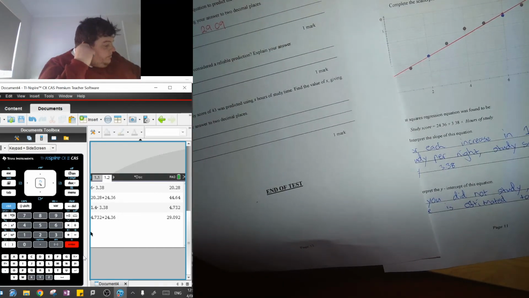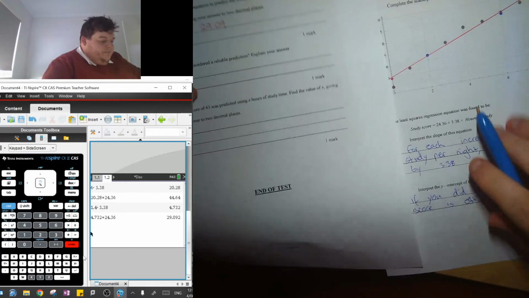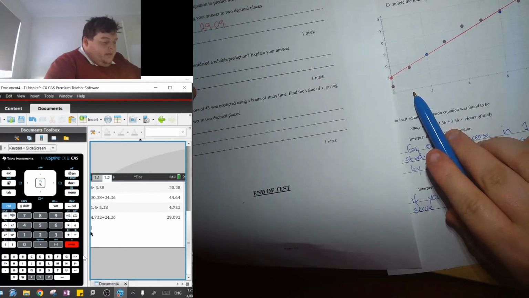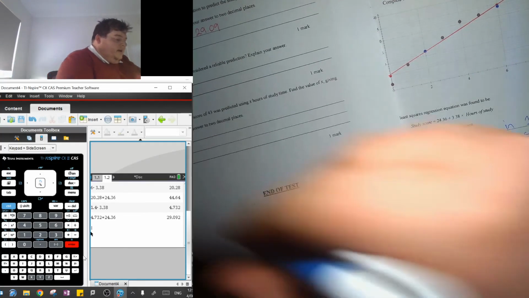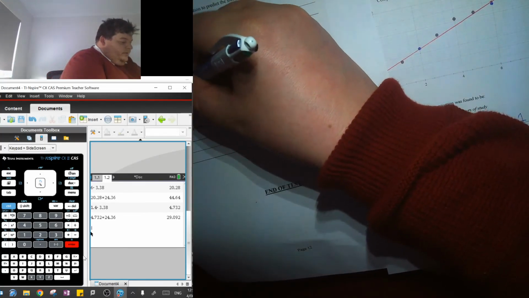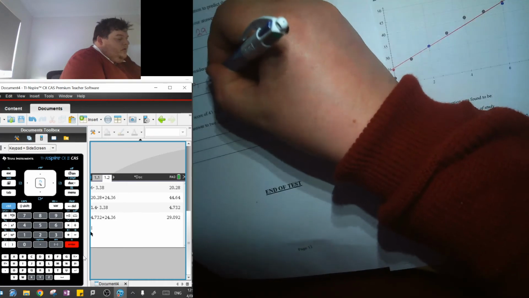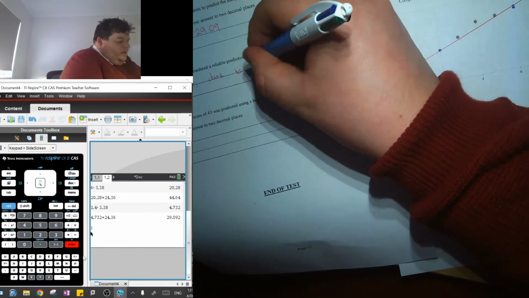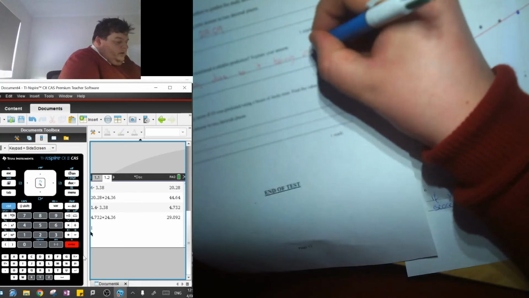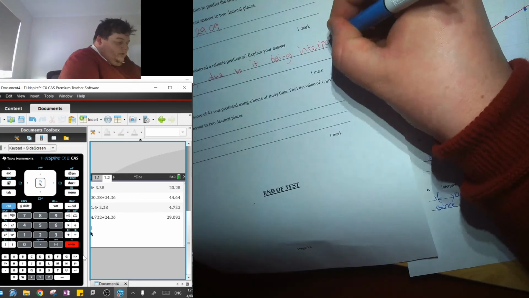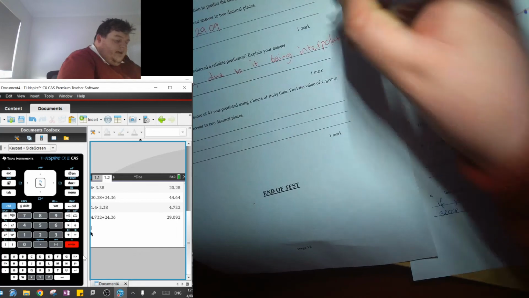Would this be considered to be a reliable prediction, yes or no? If I look at my data, my lowest data point is actually 0, so it's within that data. I would say yes, due to it being interpolation. Remember, extrapolation's outside of our data set, interpolation's within.